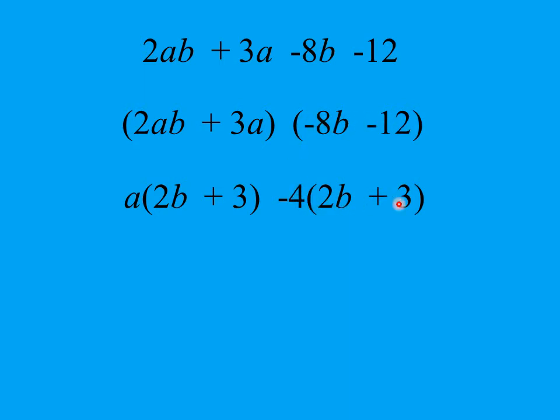Leaving behind again 2b plus 3. So again we have these 2 brackets that are exactly the same. Well, take out the common factor, that's one of our brackets, and the 2 outside terms here form the other bracket. A minus 4 outside of 2b plus 3, or 2b plus 3 out of a minus 4 will be perfectly alright.